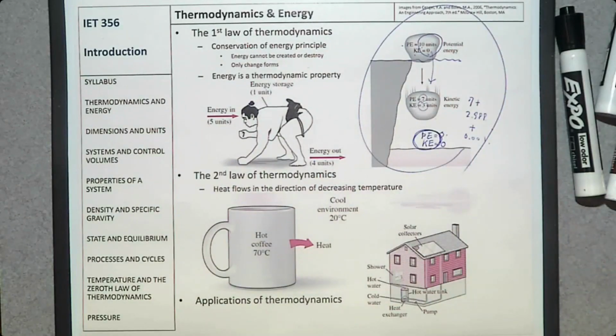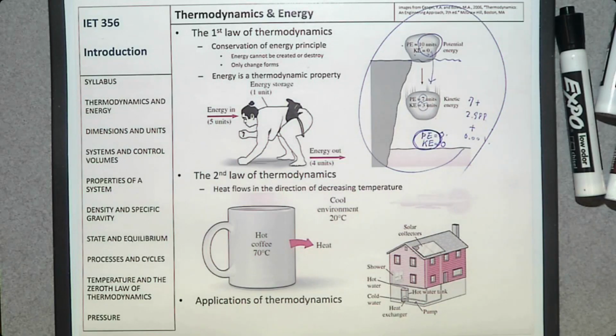So the second one is going to be the second law of thermodynamics. We all know from our experience about this second law of thermodynamics. What is it? Heat flows in the direction of decreasing temperature. That means if you have a hot coffee, I don't have a coffee, I drank one already in the morning, so let's assume that this is coffee. The color looks pretty similar, right? So let's assume that this is a hot coffee.